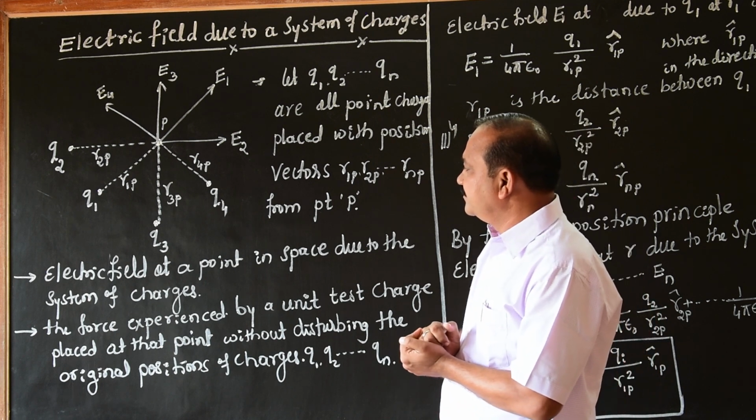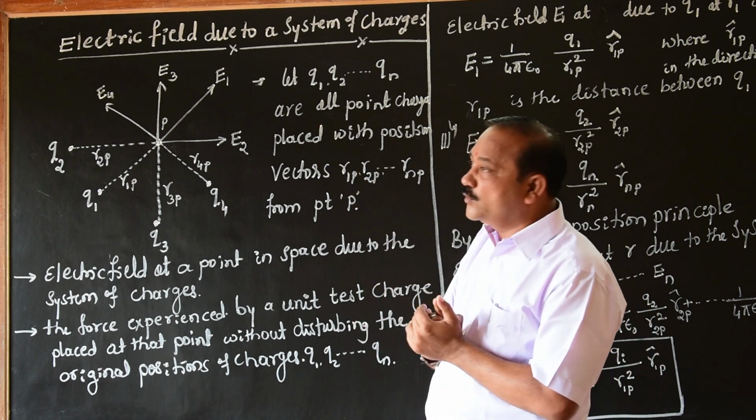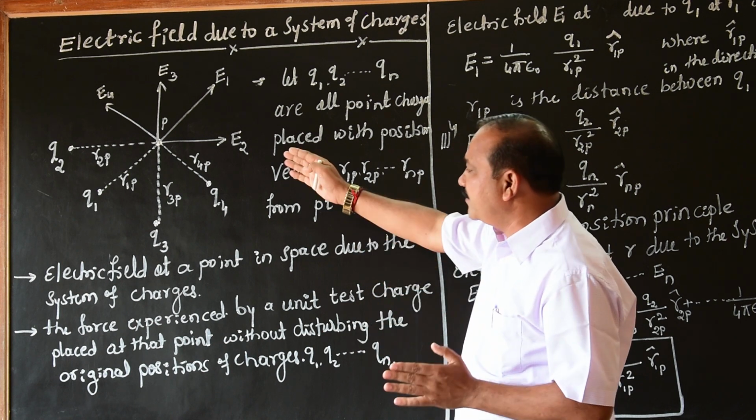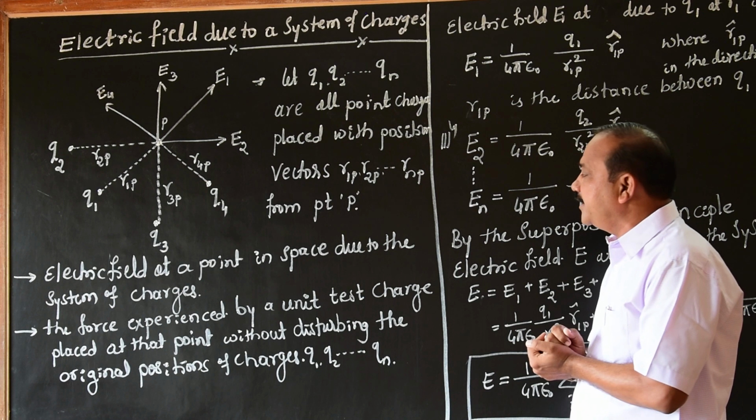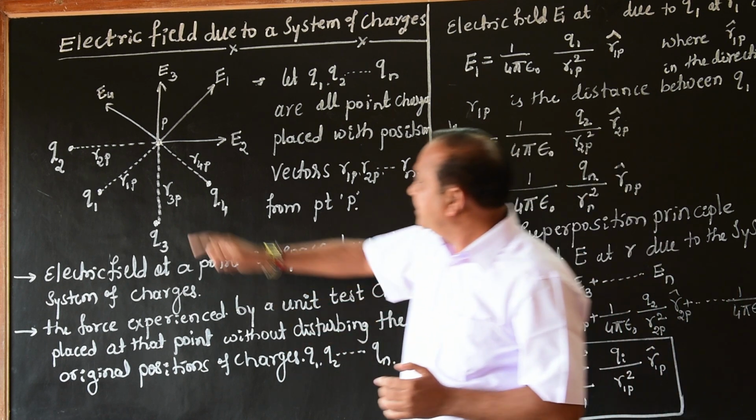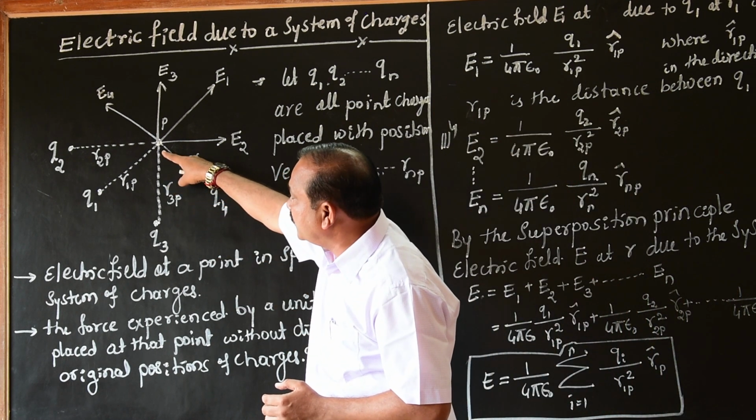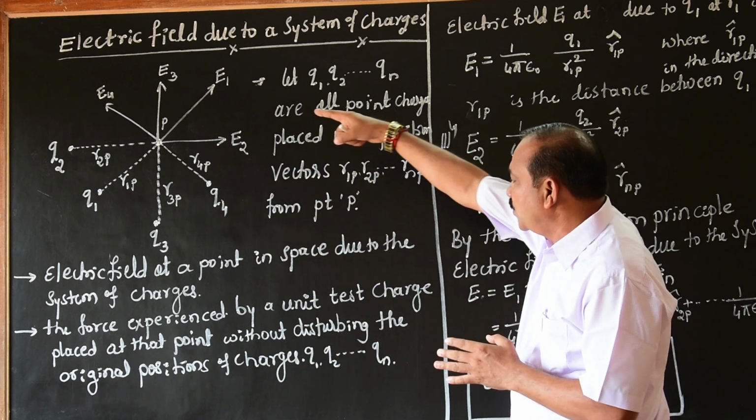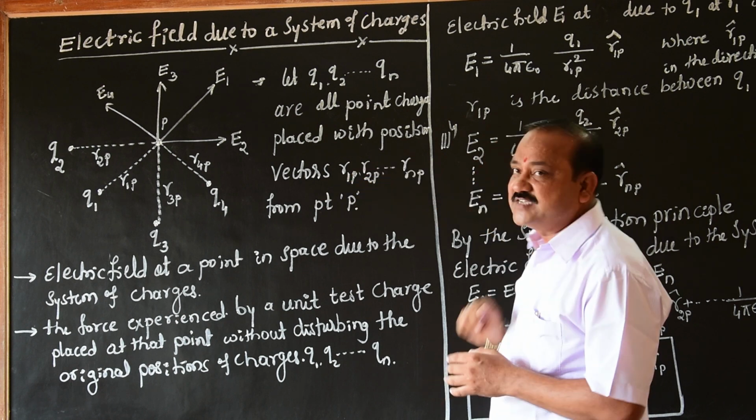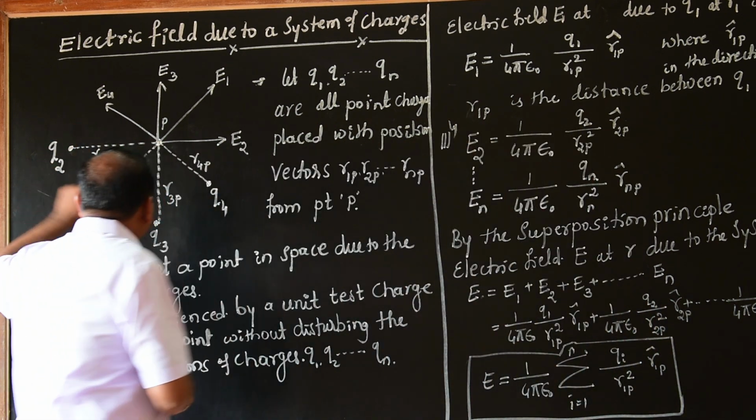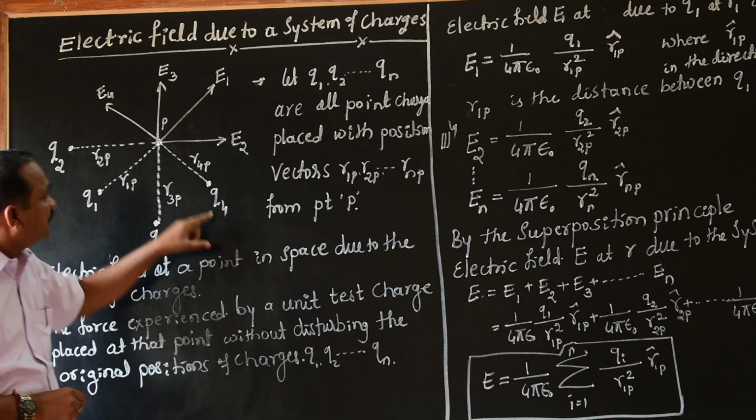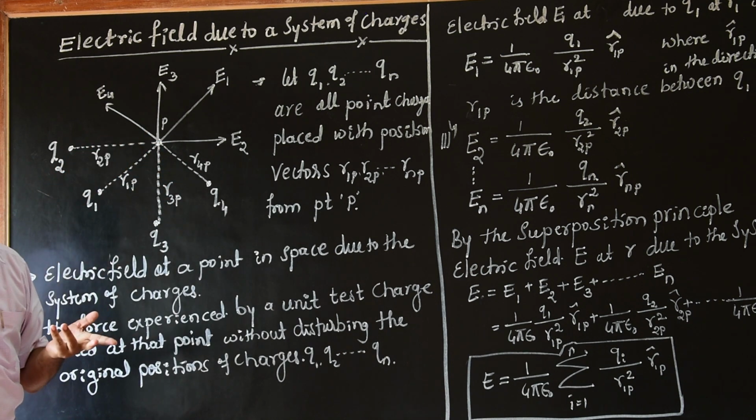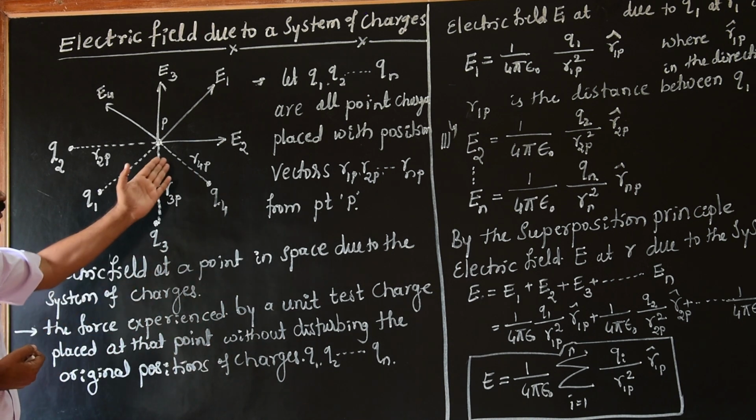So, how do we define the electric field due to a system of charges? It is defined as the force experienced by a unit test charge at this particular point P, without disturbing the original positions of the charges. Without disturbing them, we place one test charge here. You may take the test charge as a unit positive charge.